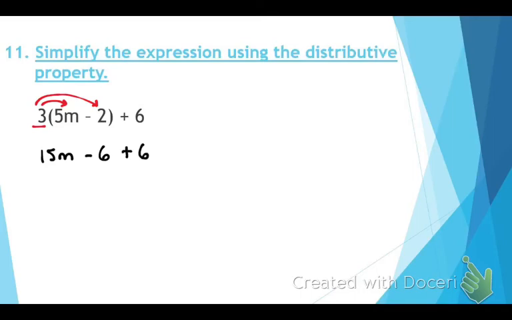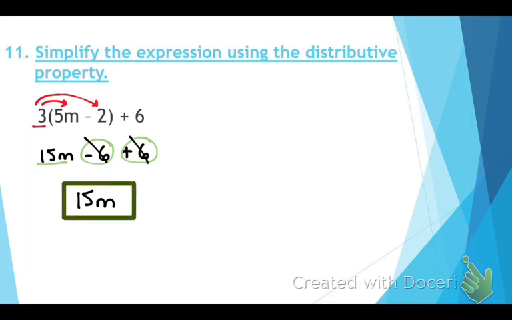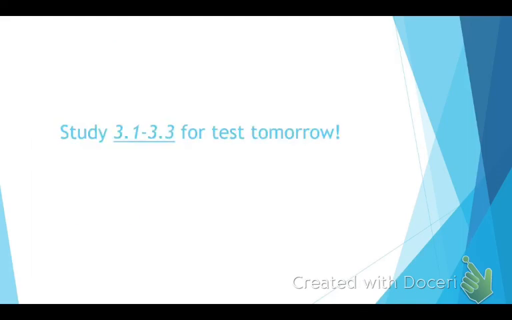Now, if I am underlining and circling my like terms, that's the m family, that's the constant family. What happens to negative 6 and positive 6? They cancel out. What are we left with? 15m is the final answer. All right, so guys, if you know this kind of stuff, you should do pretty decent on your test tomorrow.